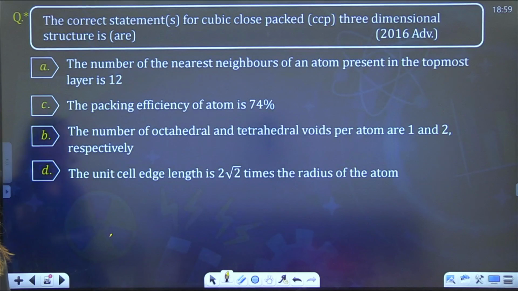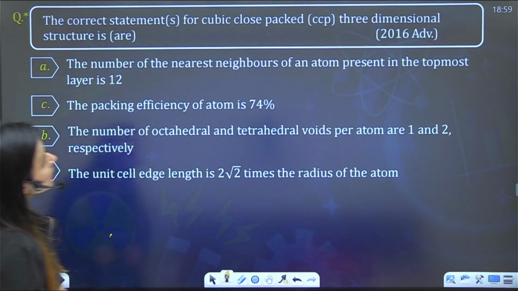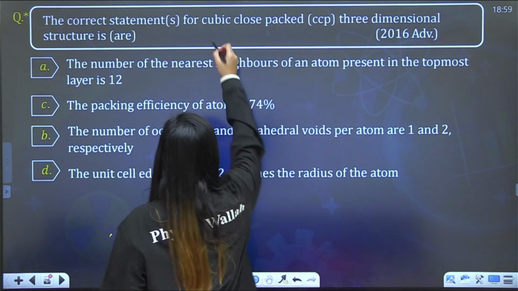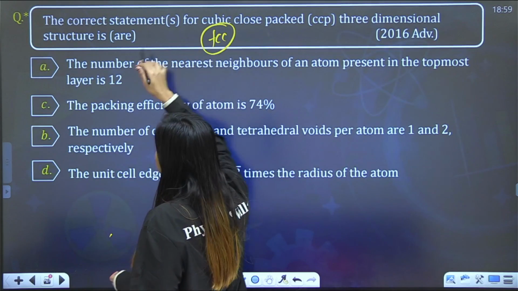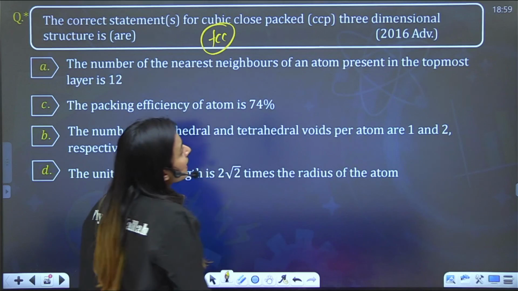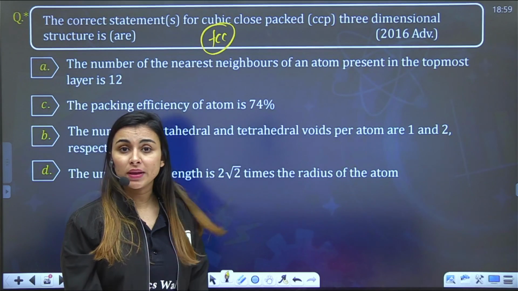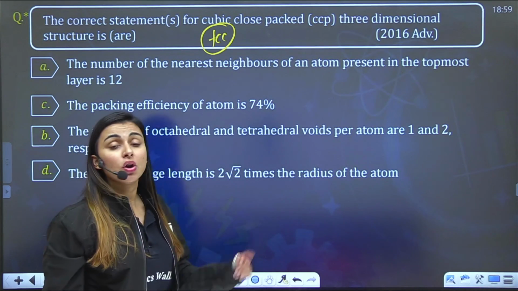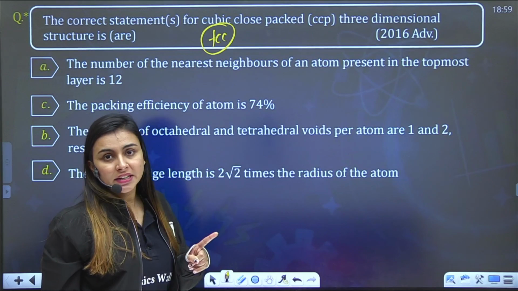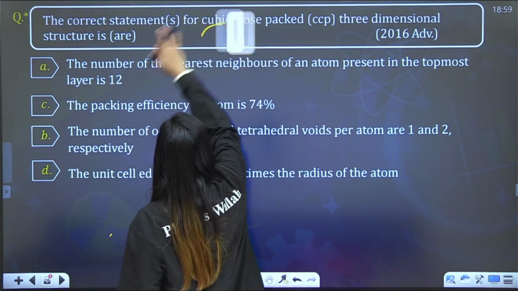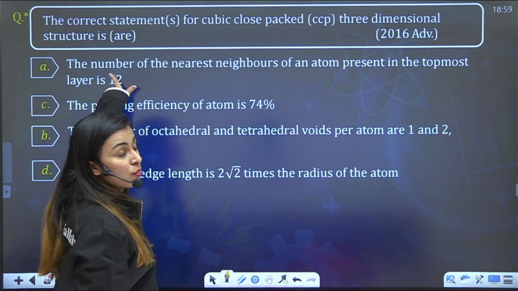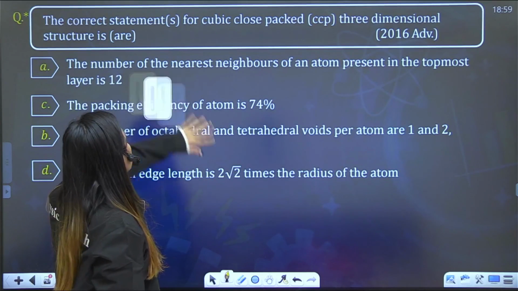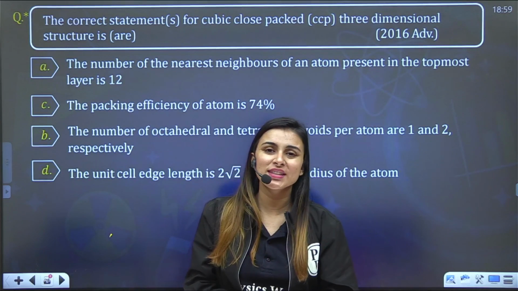Now let's try to do this question. What does this question say? The correct statement for cubic close packed CCP three-dimensional structure. So basically you have to tell the correct statement for FCC. The first says that the number of nearest neighbors of an atom present in the topmost layer is 12. My dear students, we will not be able to do this question right now because we haven't studied the layering till now. We need to understand the layering of the 3 dimension, only then we'll be able to solve this question. So we'll solve this question in the next class.